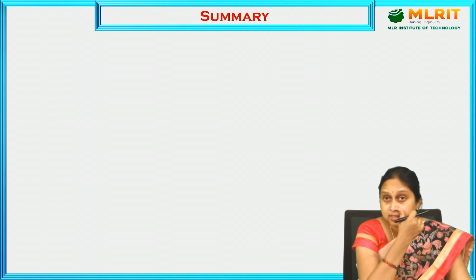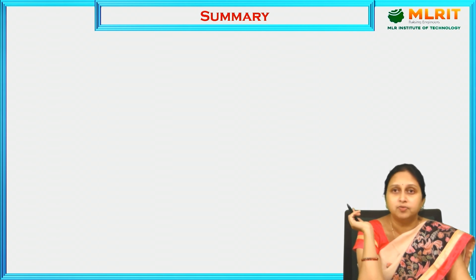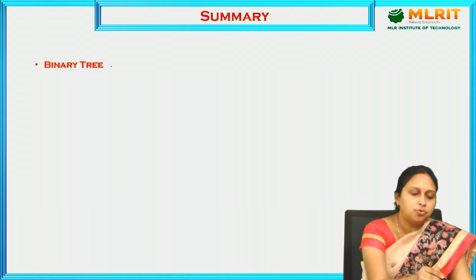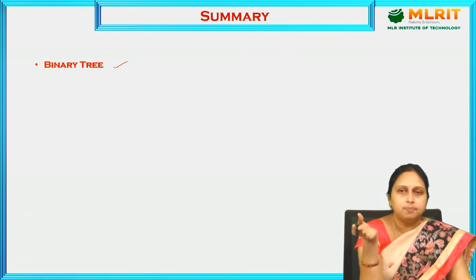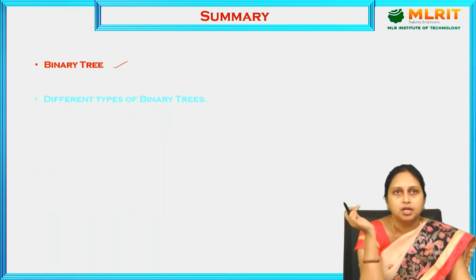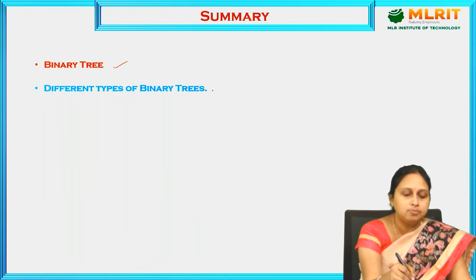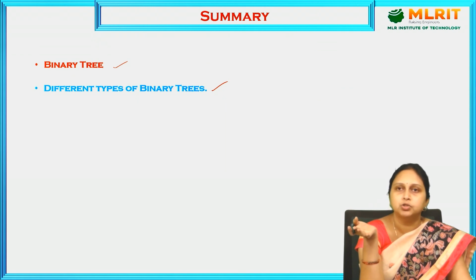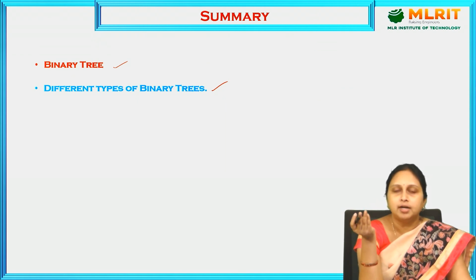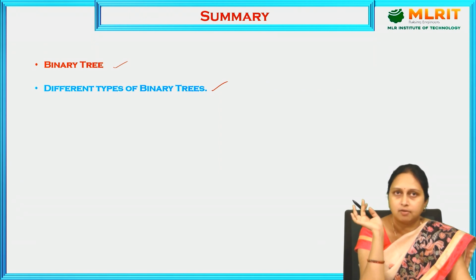And let us see the summary of today's session. What we have seen: we have seen about a binary tree. What is a binary tree and how we can represent a binary tree, and what is the difference between a tree and a binary tree. These things we have discussed. And we came across the types of binary trees. We came across left skewed binary tree, right skewed binary tree, then full binary tree, complete binary tree, and almost complete binary tree also we have covered.